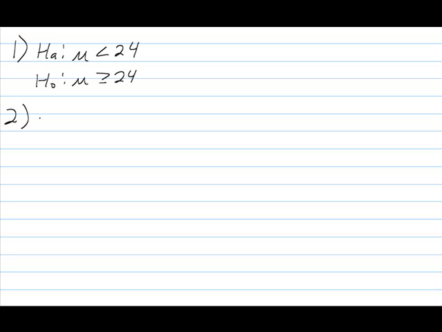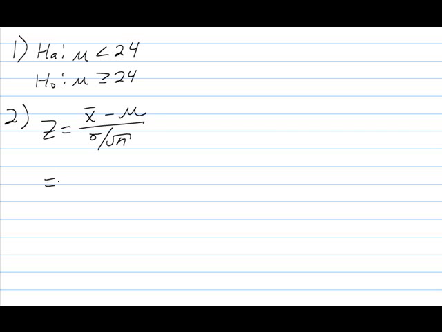The second step is to find our test statistic. So the sample mean has already been given to us in this case. The sample mean is x bar equals 23.94. So we need to find z. Obviously our z formula is going to be different since we're dealing with the mean. This formula should look familiar to you. x bar minus mu over sigma over square root of n.